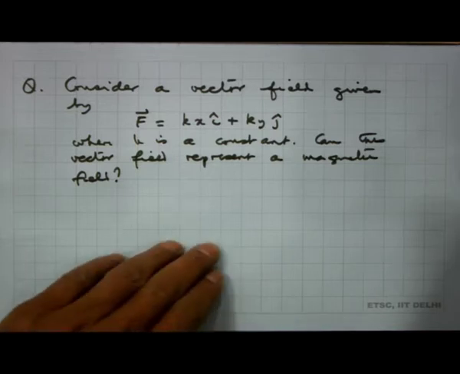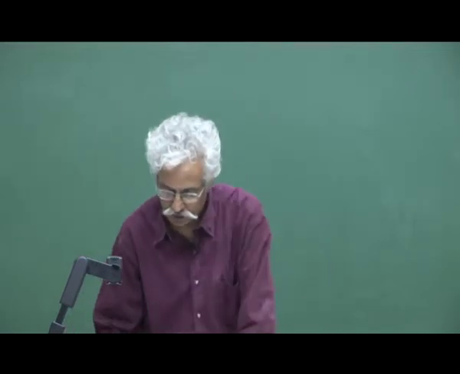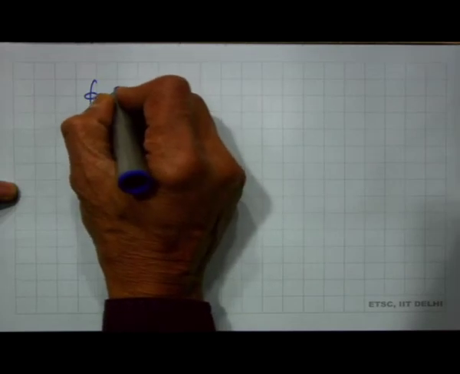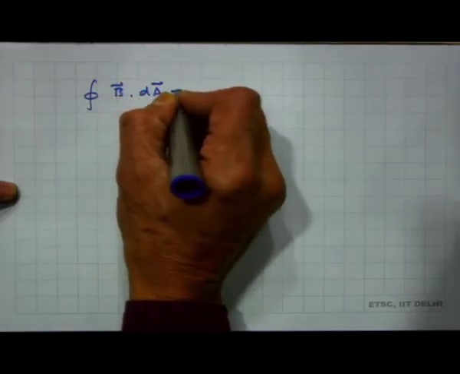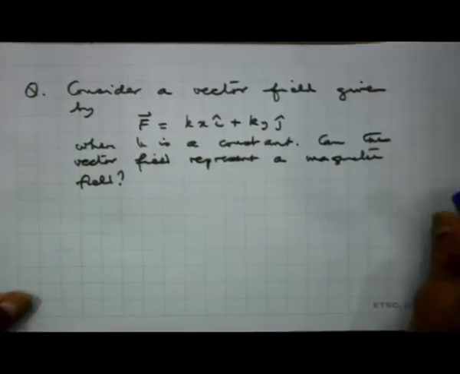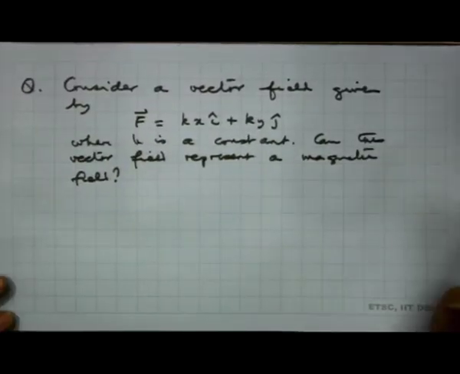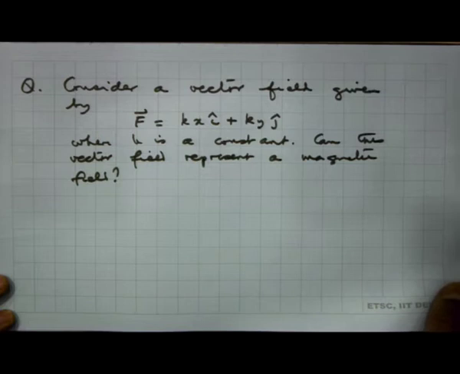Now, what do we know about properties of magnetic fields? We know that magnetic fields must satisfy an equation which essentially says that the integral of B dot dA must be 0. That is, the flux of magnetic field from any closed surface must be 0. So, we need to check whether this particular field satisfies this condition. Now, as before, I can take any arbitrary closed surface, and calculate the value of integral F dot dA and check whether it happens to be 0.